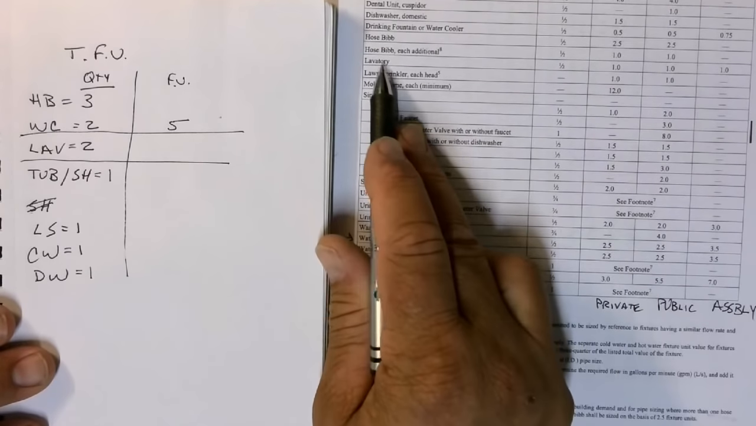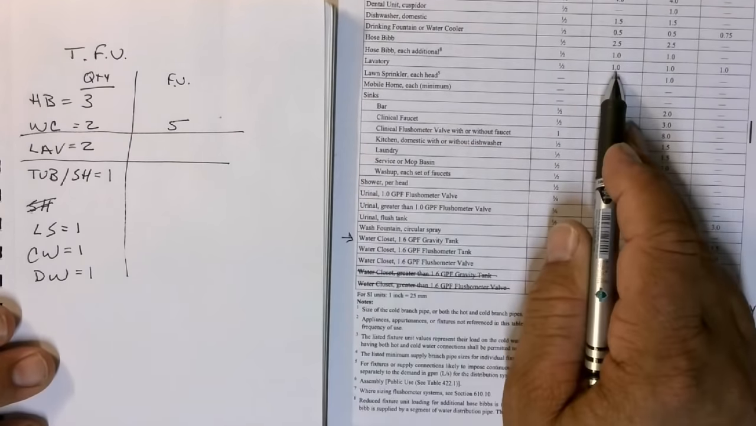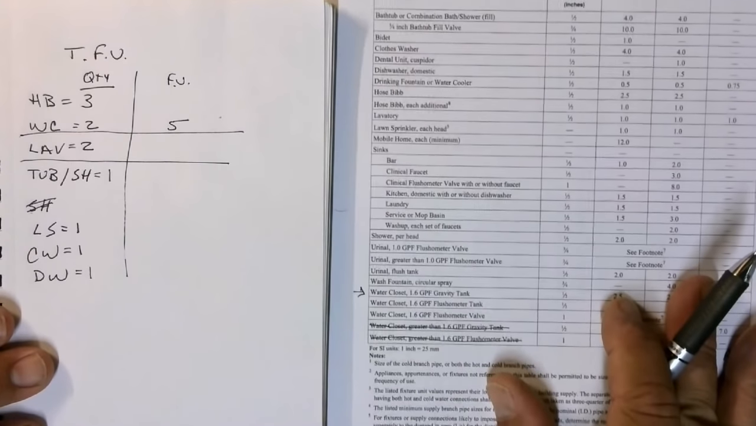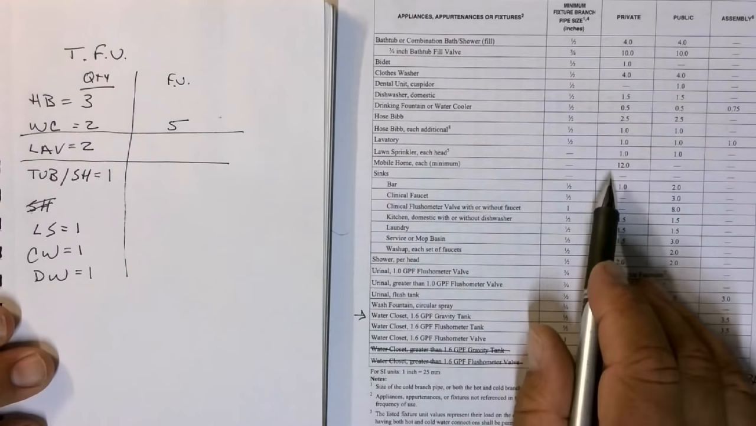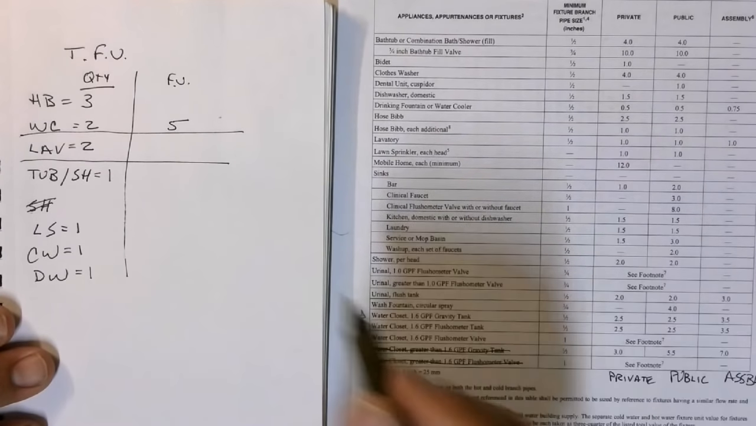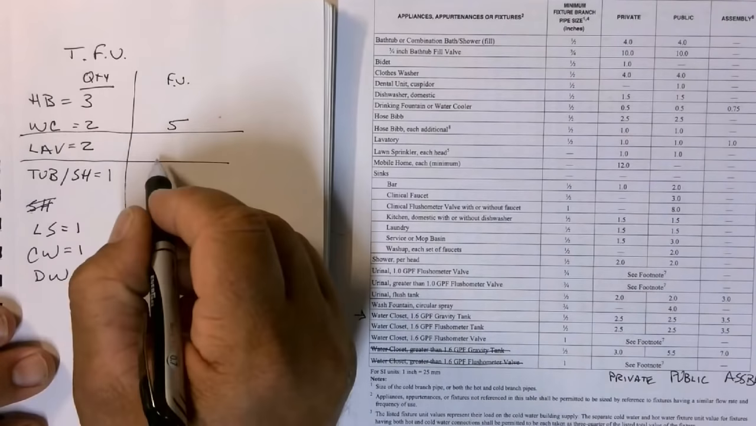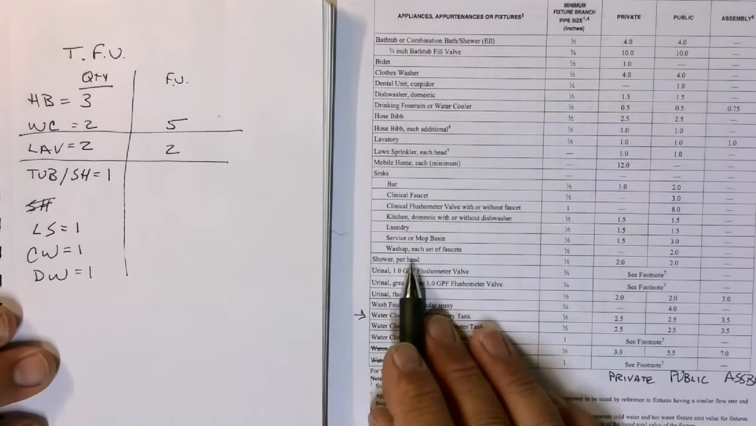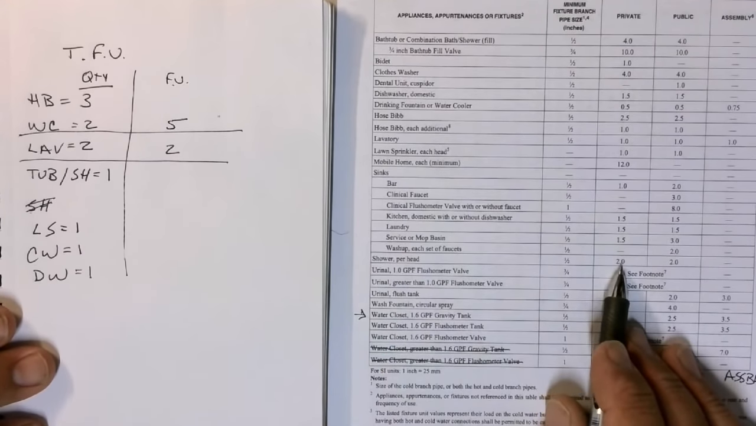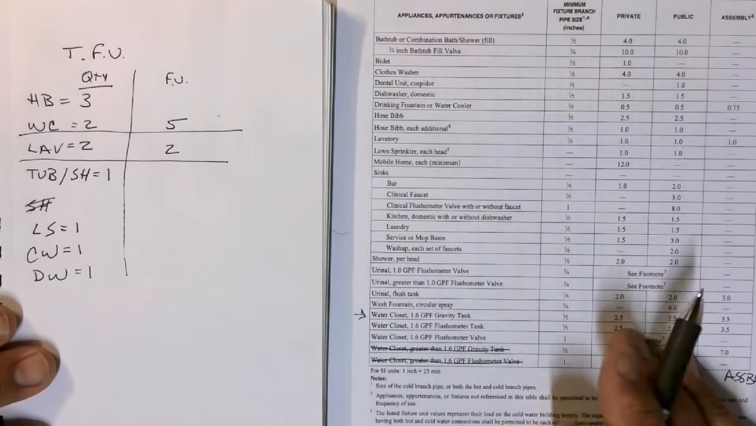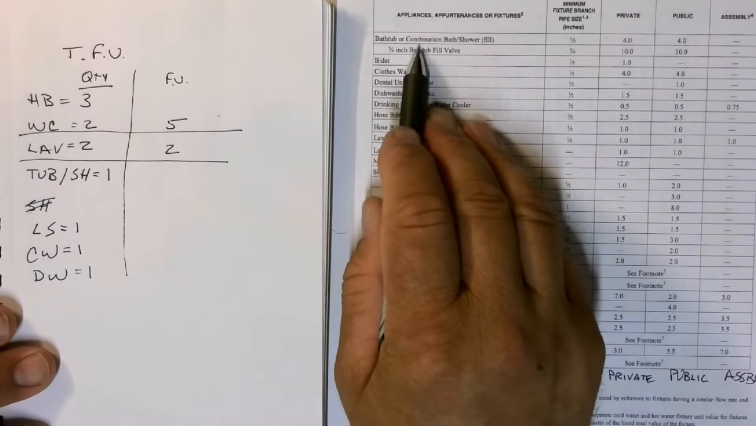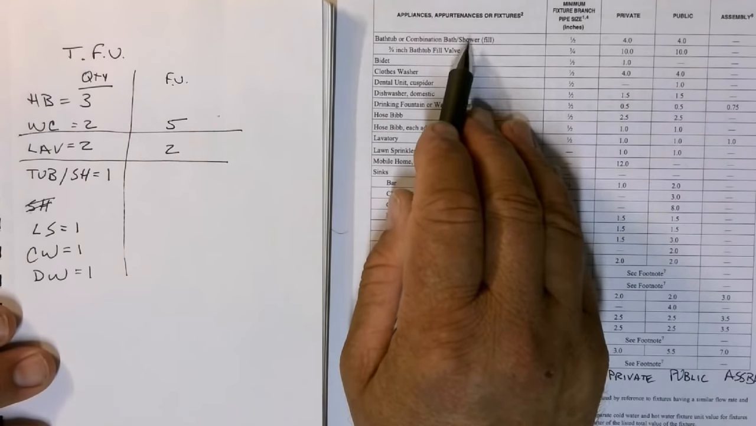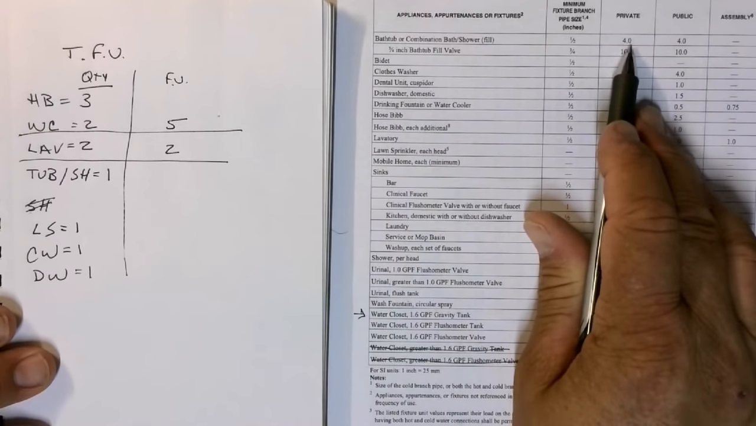Check it out. I have lavatories right here. This is the private use column. 1 fixture unit. See? Lavatory, 1 fixture unit. So I have 2 lavs, that's going to give me 2 fixture units. One bathtub and shower. Here I have a shower, right? That's per head, and that's 2 fixture units per head. But it's not a bathtub. So I go up here and I see bathtub or combination bath shower, right? That's what I want. That's 4 fixture units.